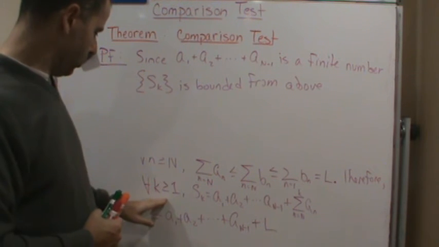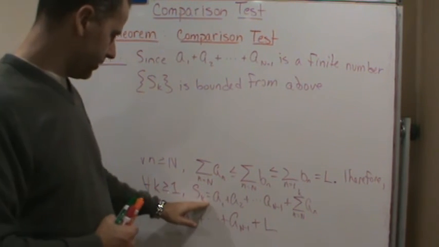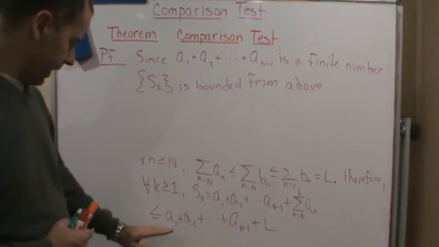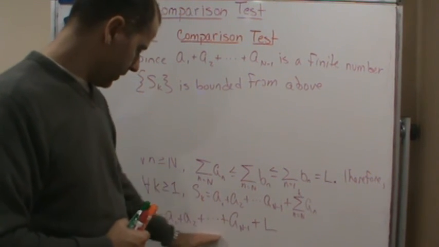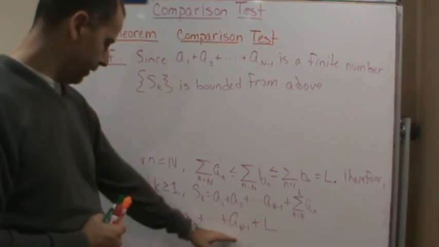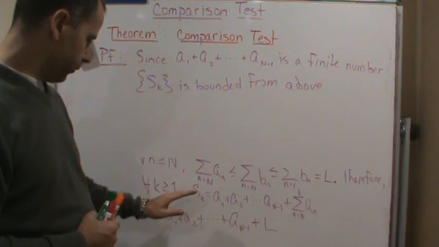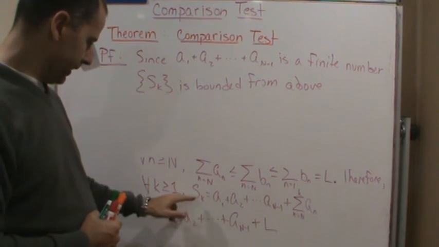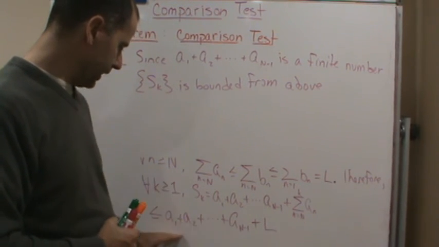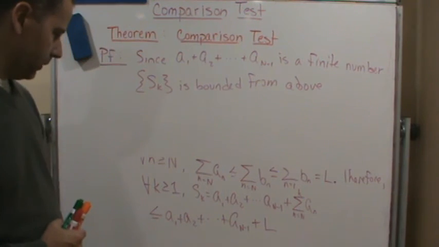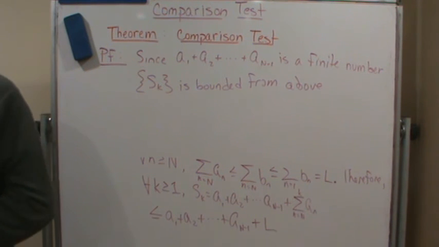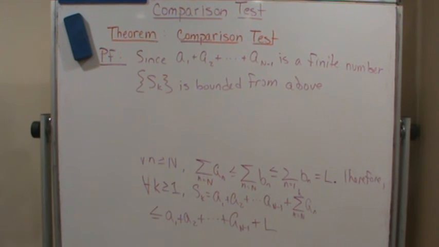Because again, this is true for all k greater than or equal to 1. So this partial sum is always going to be less than or equal to this plus L. And so this is just giving us a finite number, right? We're just adding a finite number to another finite number. So for all partial sums, we're always going to have that partial sum that's going to be less than the same beginning part of the partial sum plus L. That's always going to be true. So therefore, the sequence of partial sums is going to be bounded from above.